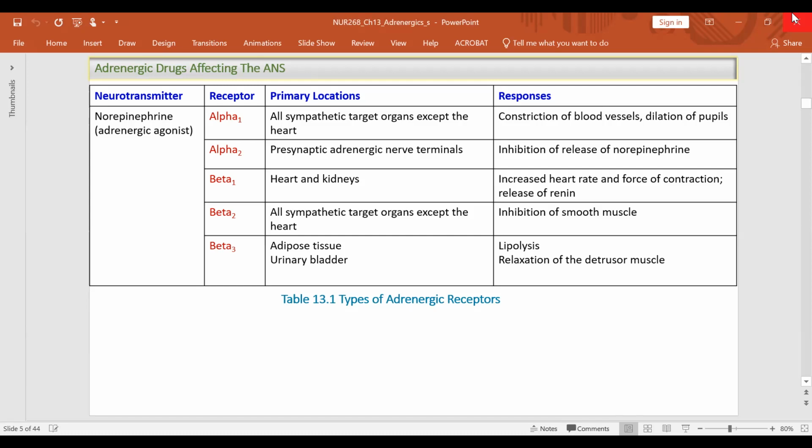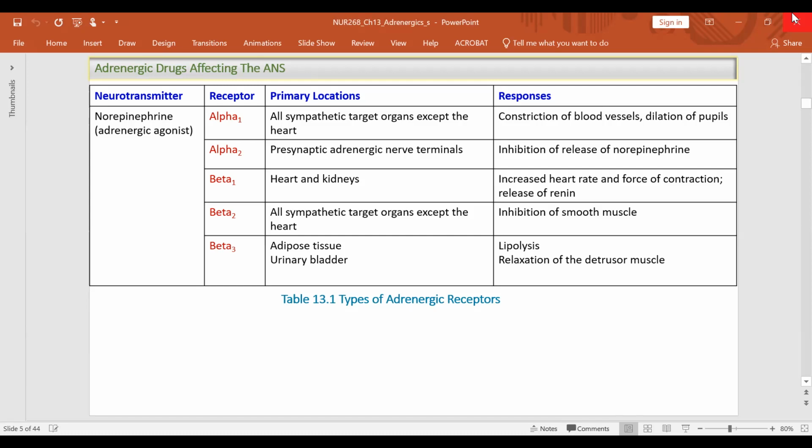When norepi binds to beta 1, which is most commonly located at the heart and kidneys, so that's the norepi binding to beta 1 at the heart and kidney. That will result in tachycardia, increased heart rate, pulse, and increased force of contraction. Contractility of the myocardium will increase, and the release of renin.